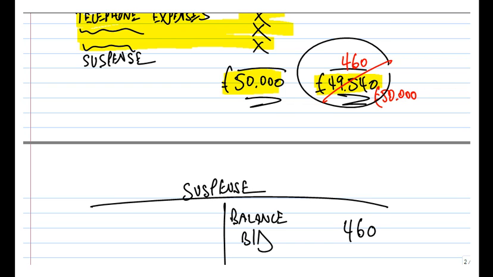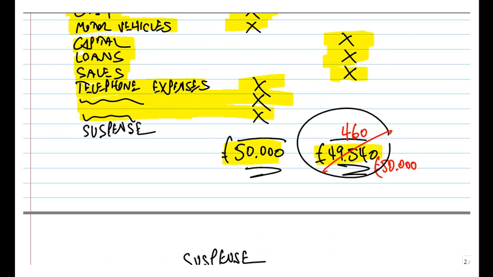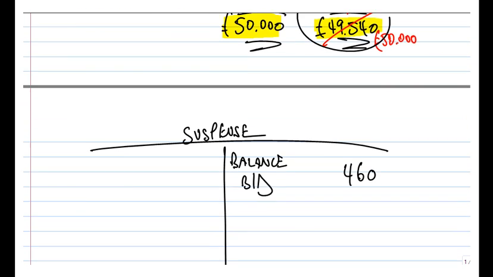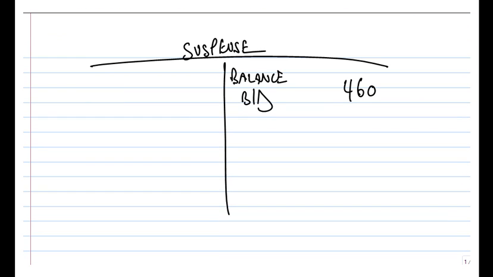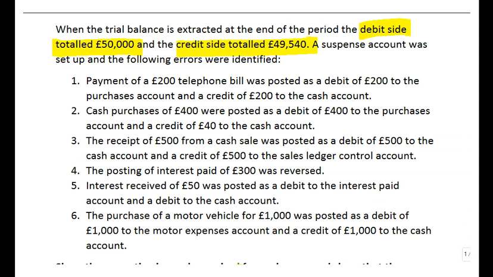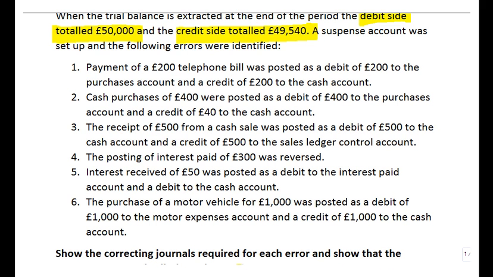The mistake sometimes students make is they'll look at the two original figures and they'll think, the debits are bigger, there must be something extra on the debit side. Well, remember the suspense account, the whole point of it is to balance up the columns initially. So we've got a balance brought down on the suspense account of £460 on the credit side. Well, that indicates there's been at least one error, one problem in what we've done during our accounting period. And in fact, we're told in the task that we've actually got 6 errors, 6 errors that we've identified and that we're going to have to deal with.